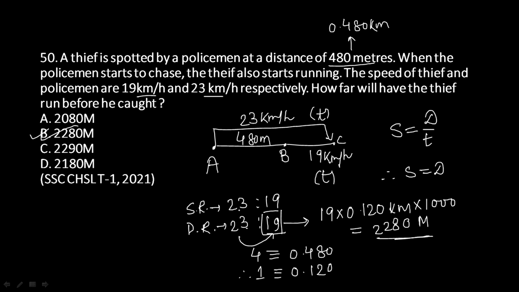I hope it is clear to you. You have to solve this kind of question like this. When time is constant, then speed is proportional to distance, so the ratio of speed and ratio of distance will be equal. If you have any doubt regarding this question or any question which we have discussed in this video, you should ask.